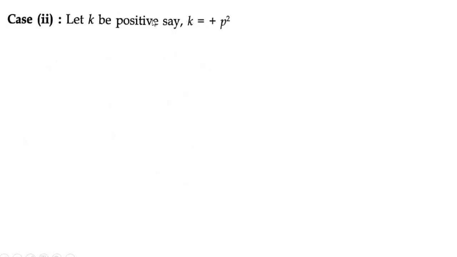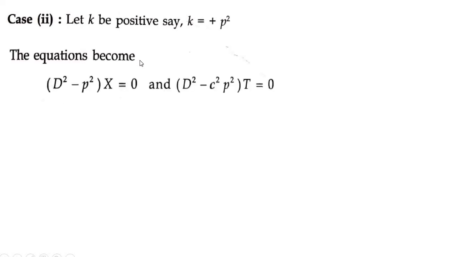Case 2, let k be positive. Say k be equal to plus p square. So where am I supposed to substitute k equal to plus p square now? In equation 1. So when you substitute k equal to p square in equation 1, the equation becomes d square minus p square into x equal to 0 and d square minus c square p square into t equal to 0.